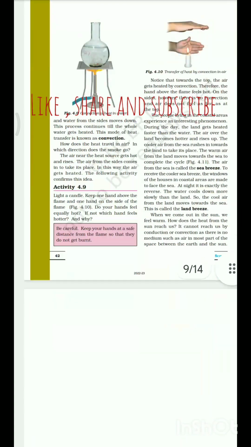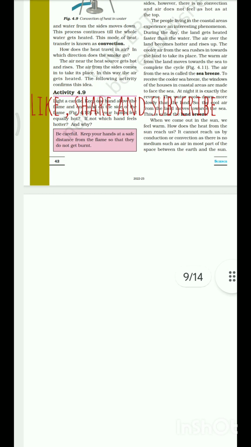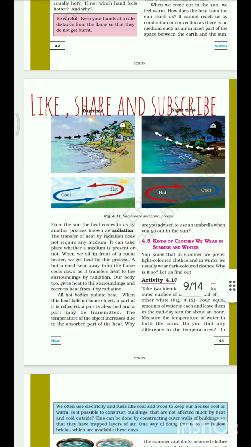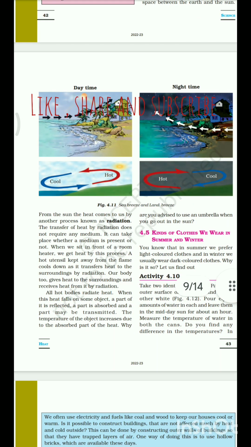Then we can see it in figure 4.1, sea breeze and land breeze. In the daytime, the cold air comes toward the land, and in night time, cold air from the land goes into the sea. Then now we will learn about radiation.